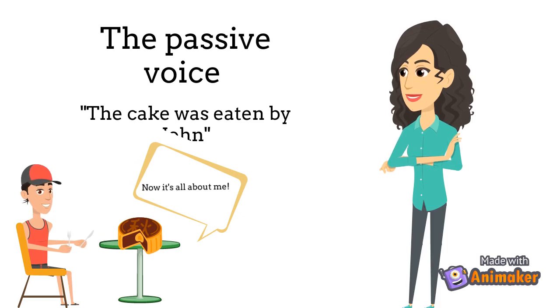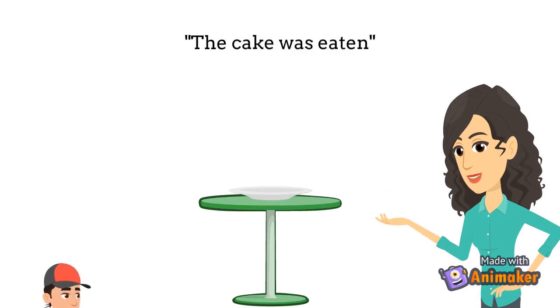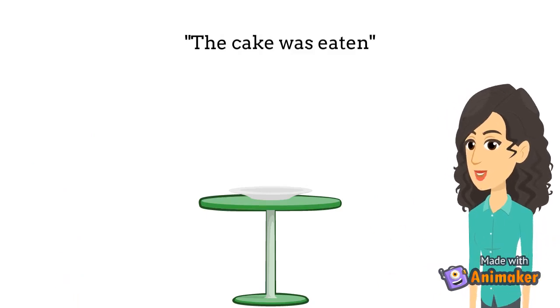Now we focus on the cake. John is still the one who did the eating, but he is no longer the grammatical subject. The cake is now the subject. John is no longer necessary in this sentence. In fact, we could leave him out altogether.